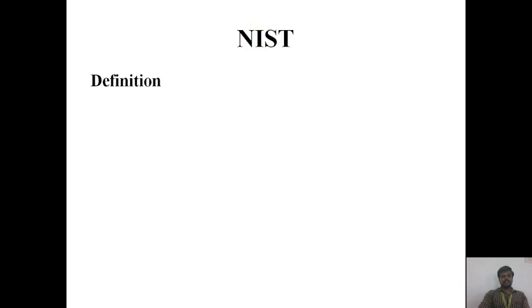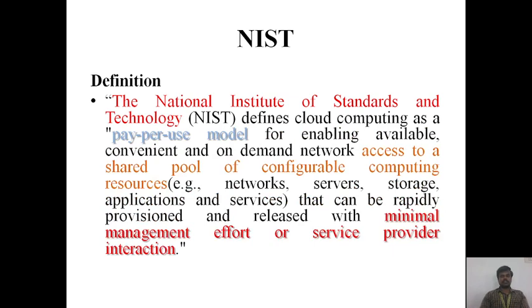So next one is NIST. NIST stands for National Institute of Standards and Technology. This NIST proposed a definition for cloud computing. Cloud computing is a pay per use model. As I already said, what you are using, you pay for that alone. That is nothing but the pay per use model. You are going to use networks, servers, storage, applications, and services from the pool of data. From the pool of data, you get that particular data and use it based on your resources or network. So this is the definition for cloud computing proposed by NIST.